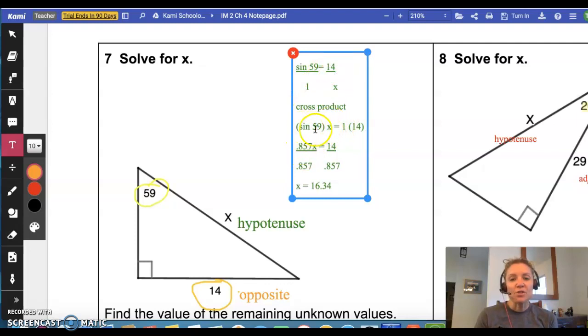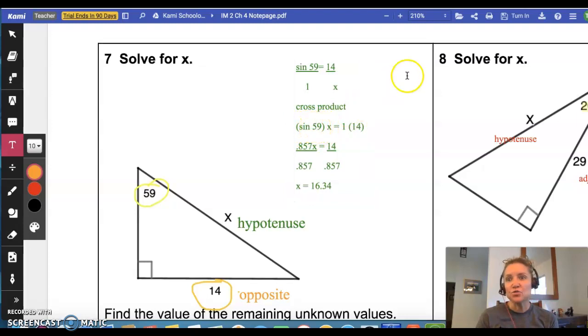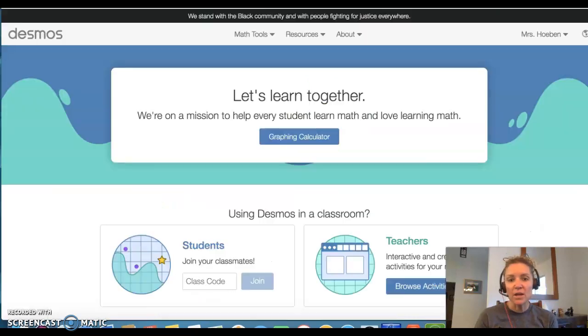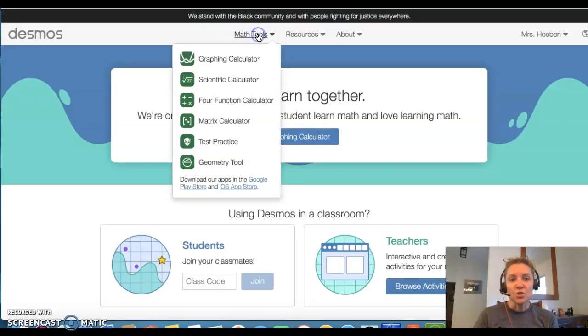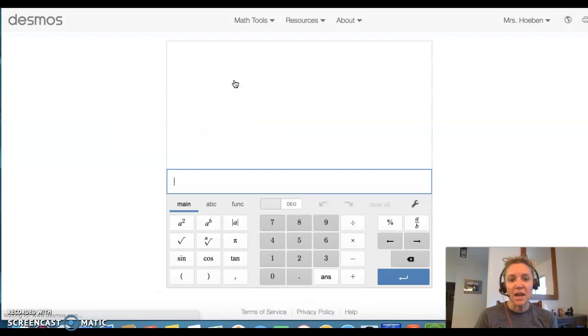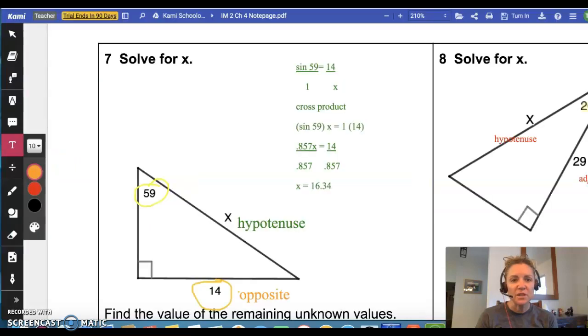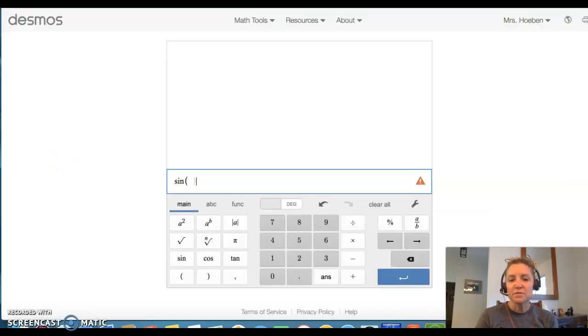Then you're going to use your calculator to get the decimal approximation for the sine of 59. If you don't have a scientific calculator on you, go ahead and go to Desmos. Go to your tools, find your scientific calculator, and there should be a sine button. So we're going to get the sine of, what was it? I think it was 59. Yeah, sine of 59.